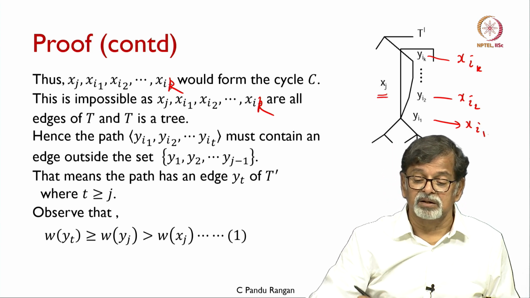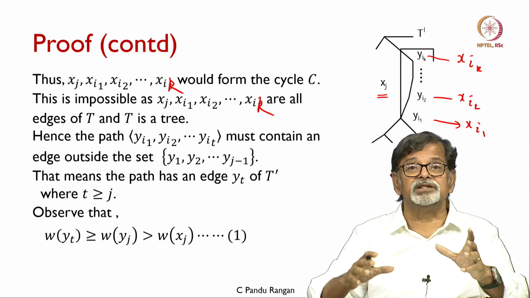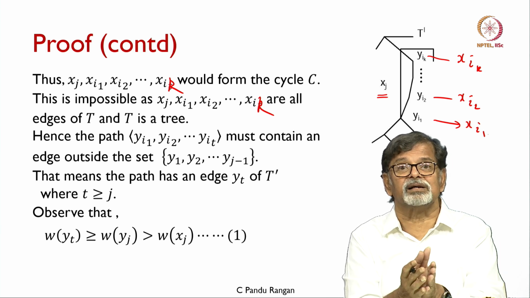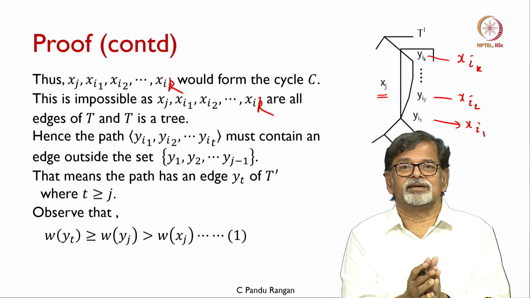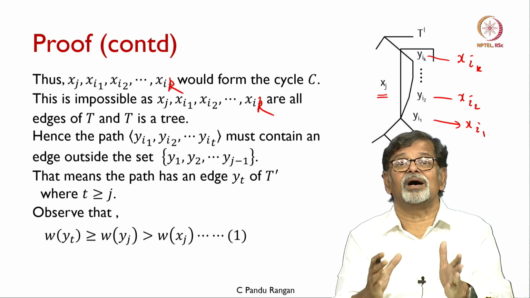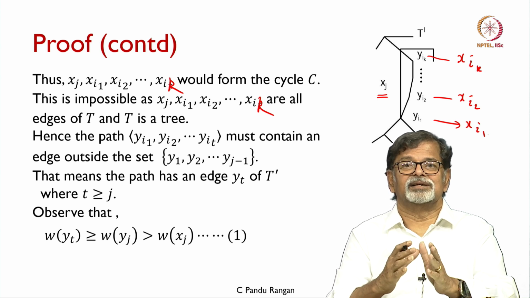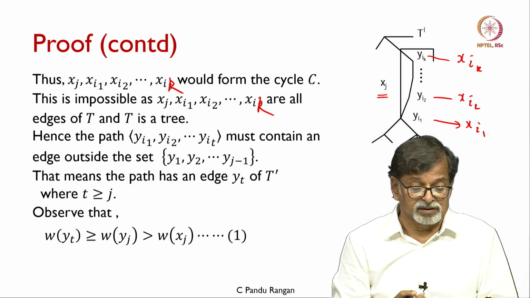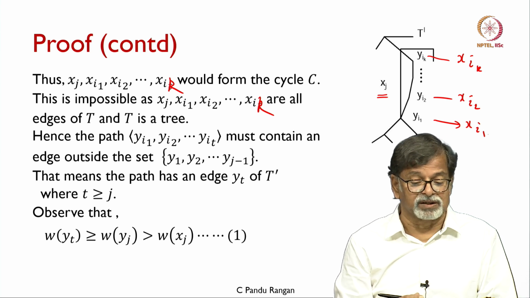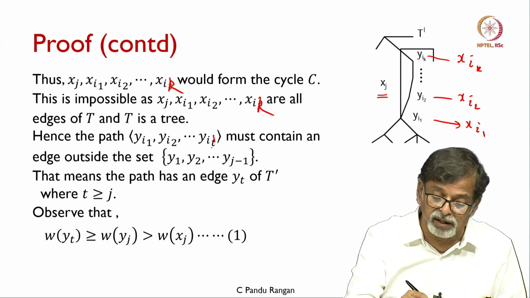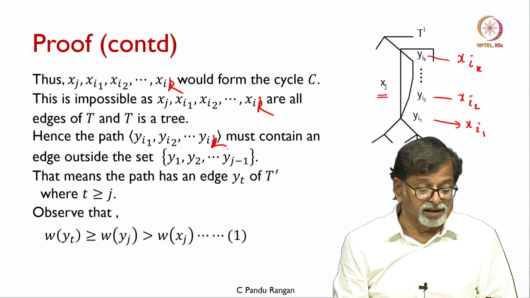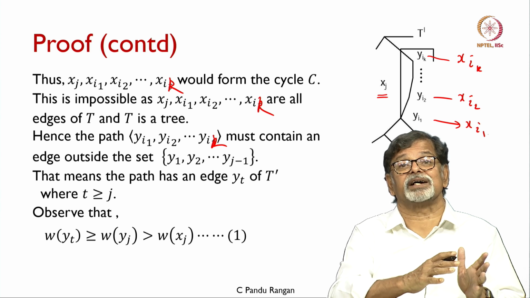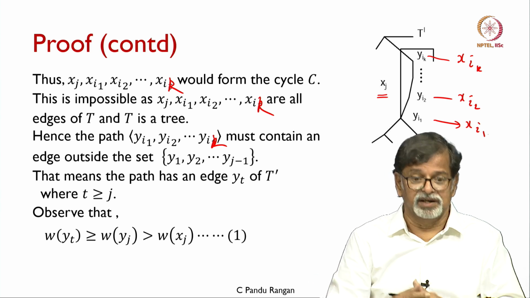This is xj. Now you see that there are some edges in T, all these things are in T, and they form a cycle. That is not possible, right, because edges of T are acyclic. T is a tree, no subset of edges can form a cycle. Therefore, it is not possible that yi1 to yik is completely contained in this. That means it should contain some edge outside this edge set.